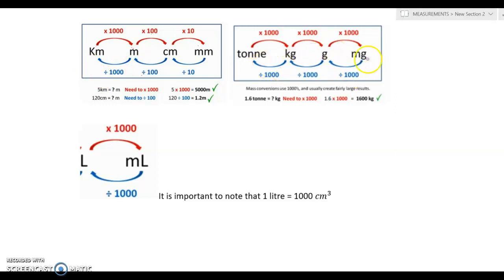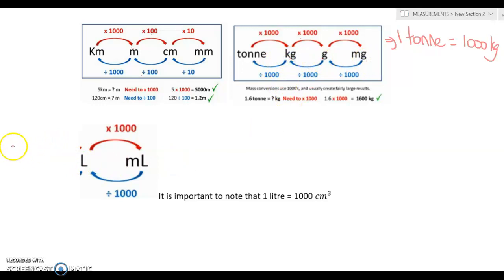And then we have the diagram for the mass. So to change from a ton to kilograms, multiply by 1,000. Something to note, 1 ton is equal to 1,000 kilograms. This is actually a CXC multiple choice question where they ask you this, right? And kilograms to grams, you multiply by 1,000. Grams to milligrams, you multiply by 1,000. These are easy, right? And for the reverse, to change the smaller units to the bigger units, you divide by 1,000.